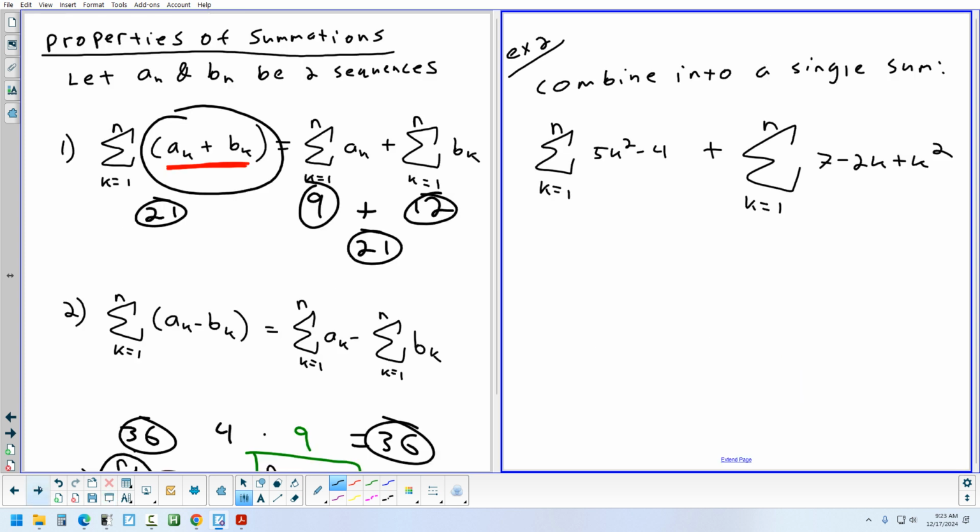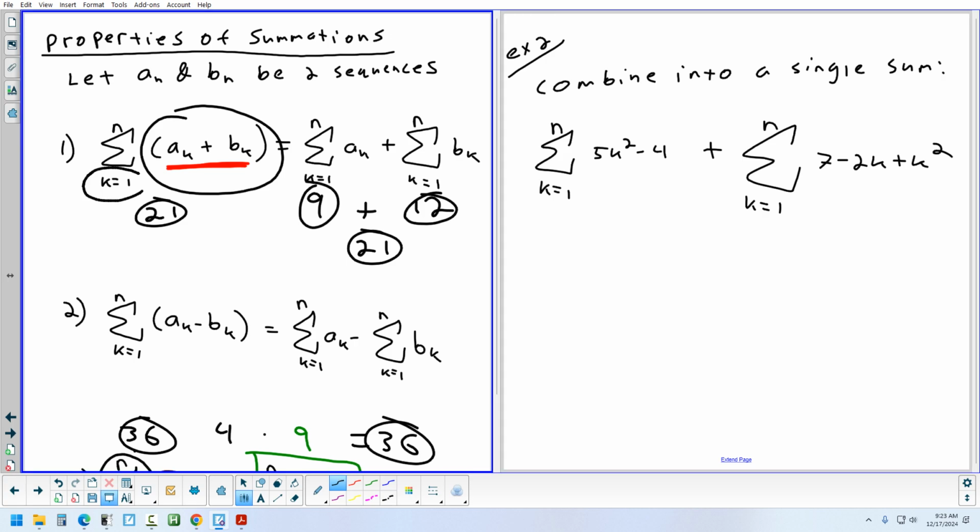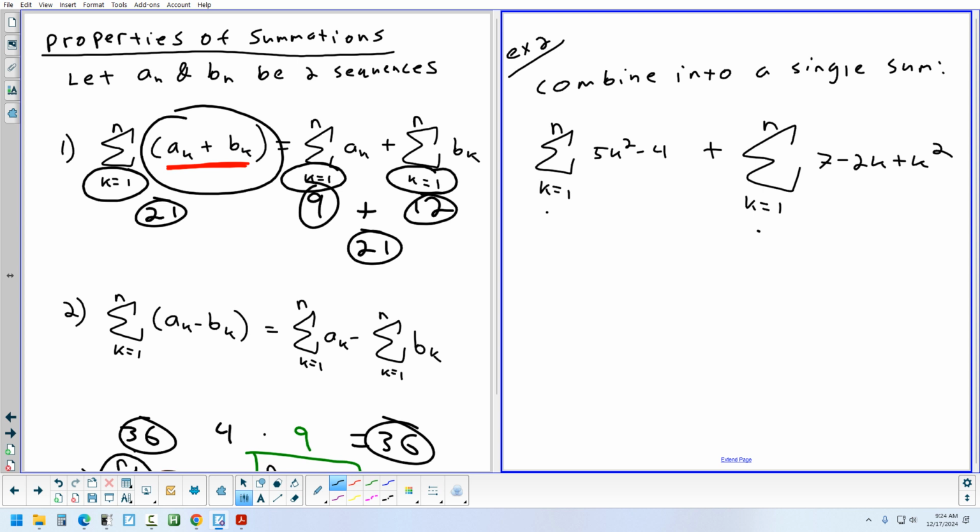All right. So let's try combining these into a single sum. First thing, which I don't think I specifically pointed out: when you are combining sums, they have to have the same index. That bottom number is the starting value. If one starts at a 2 and the other starts at a 1, you can't combine them. They have to start at the same place and stop at the same place to combine them together.